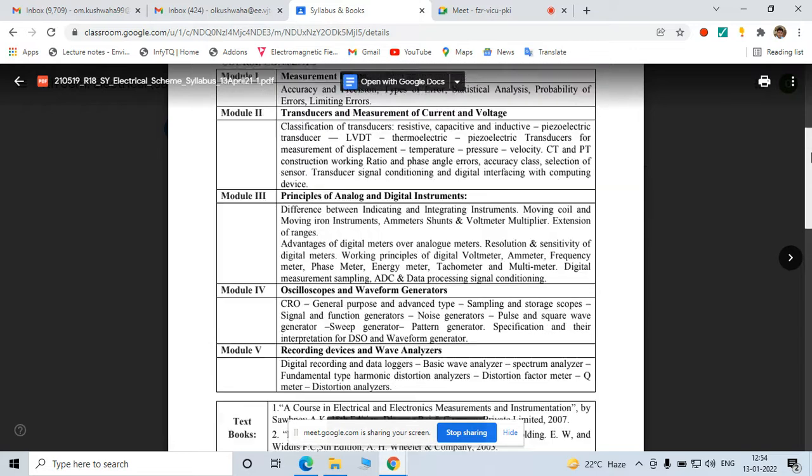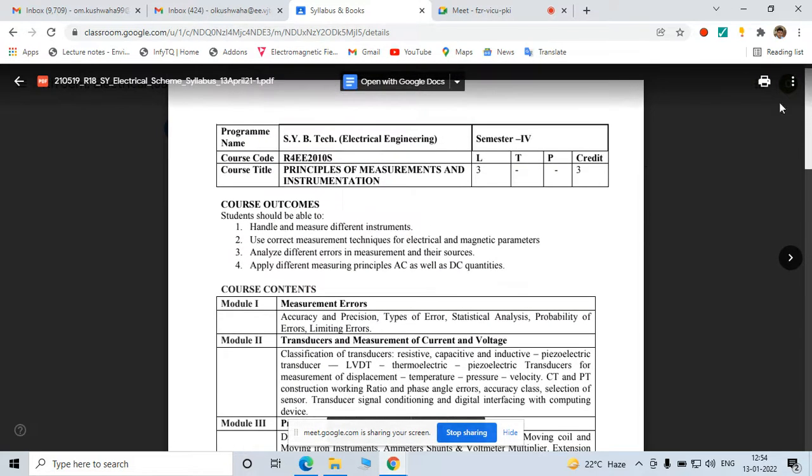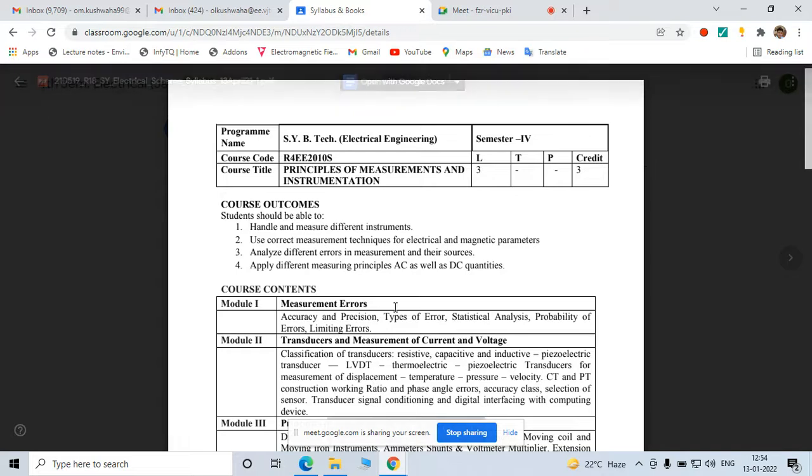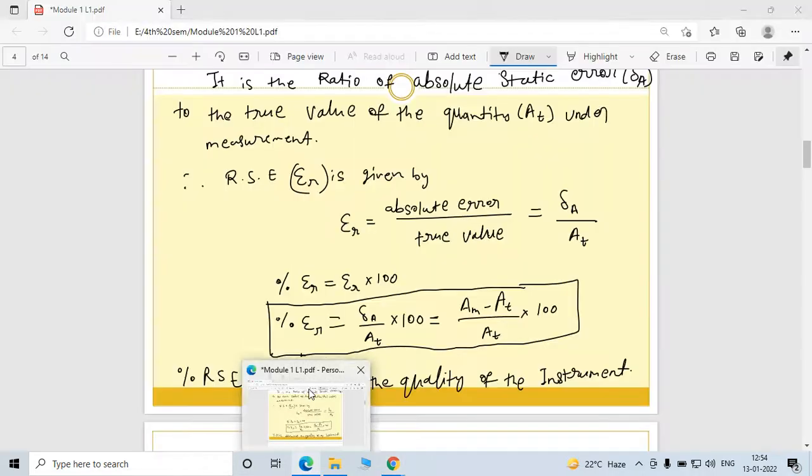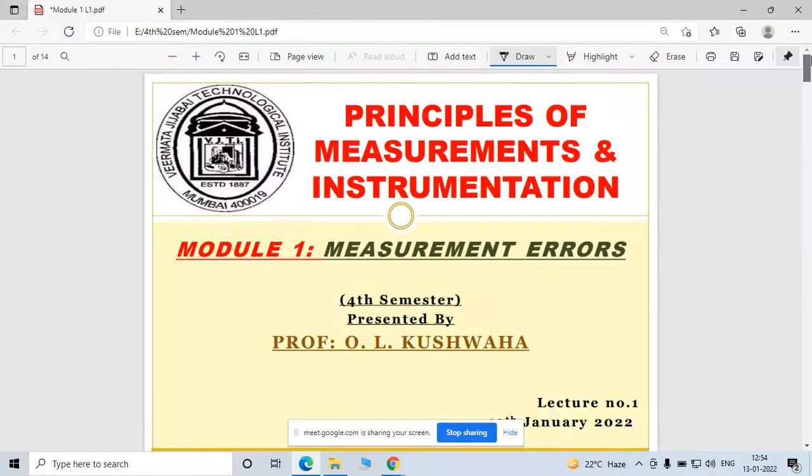Okay, so today I'm going to start Unit number one, that is measurement errors. In this module we are going to study accuracy and precision, types of error, statistical analysis, probability of error and limiting errors. There are some standard errors we are going to see one by one. Different types of errors are there with different types of instruments, so we will see them.